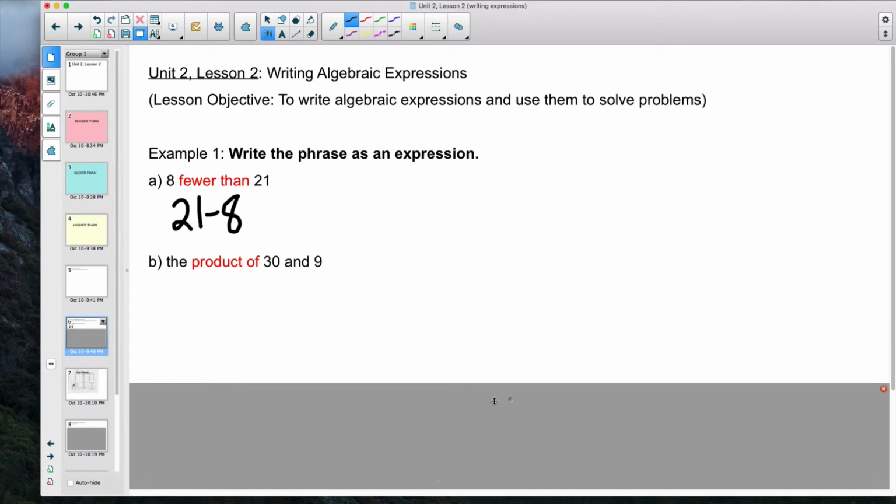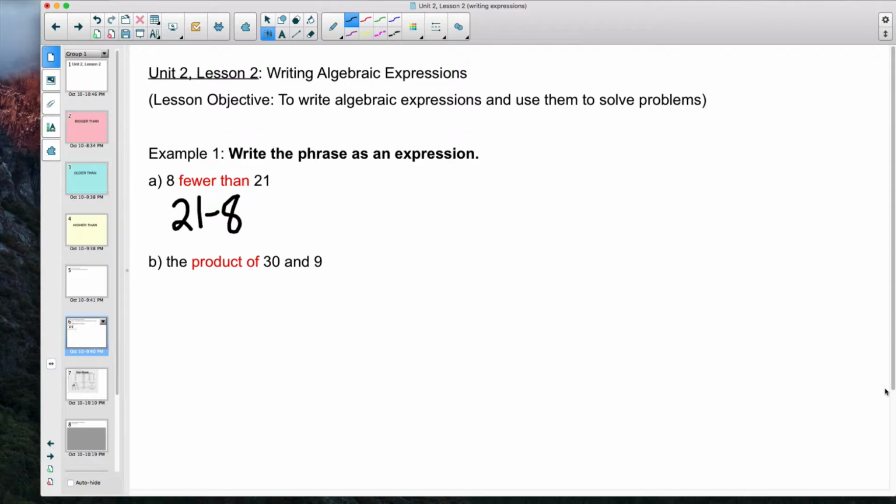This next example, the product of. Hopefully you're already thinking, product means multiply, which means I'm just going to be multiplying these two. The reason I like to pull up this one is that as we're writing algebraic expressions, and I realize this is not an algebraic expression, don't use x as a multiplication symbol, okay? No more. It's just going to confuse you. You have two options now.